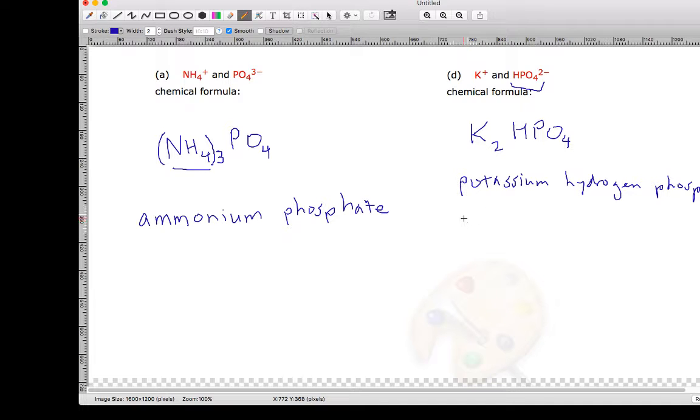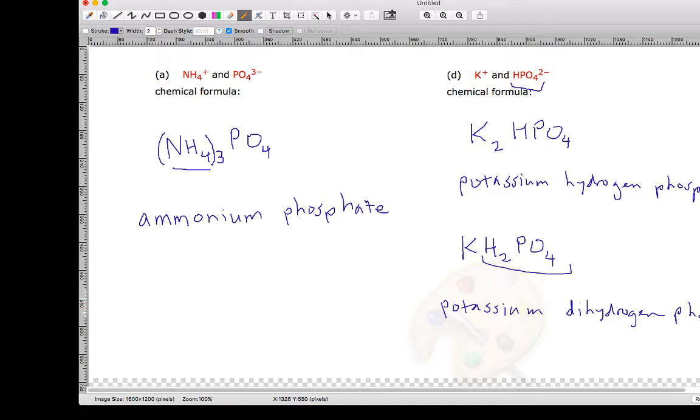Now, there is also, just to make this more complete, this compound also exists. See, there's only 1 potassium, but there's 2 hydrogens. This stuff right here, this is called dihydrogen phosphate. So you would call this potassium dihydrogen phosphate. You only use the prefixes di, mono, tri for molecular things, not for ionic things.